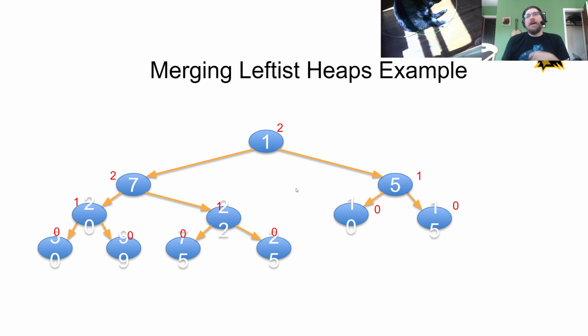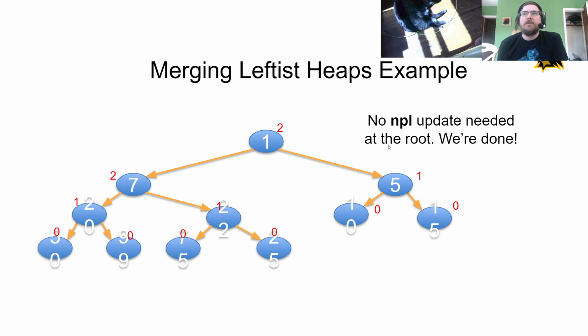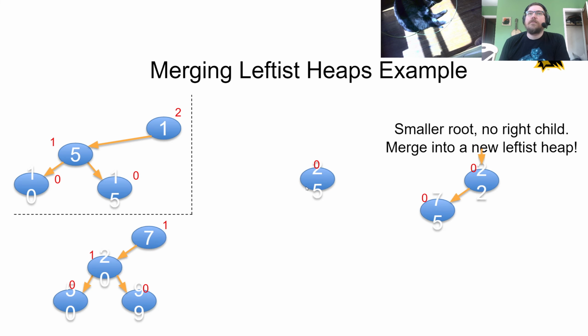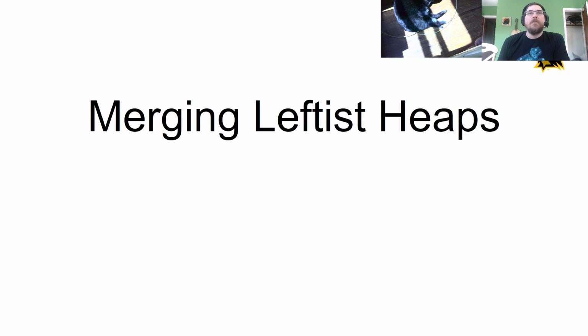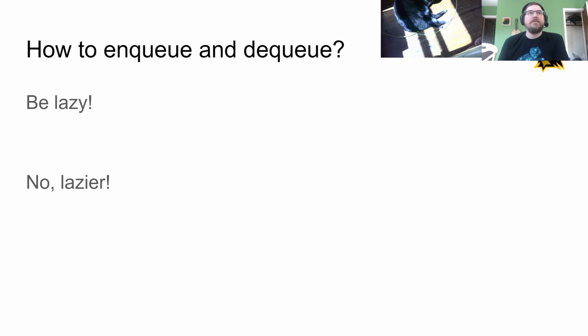Now we're almost done. We have to update the null path length up here. So what do we update it to? 2, because it's one larger than the smaller of the two. So we're done. That's an example of the merge operation. We're not going to prove that it's logarithmic, but the merge operation is logarithmic on the size of the two leftist heaps.